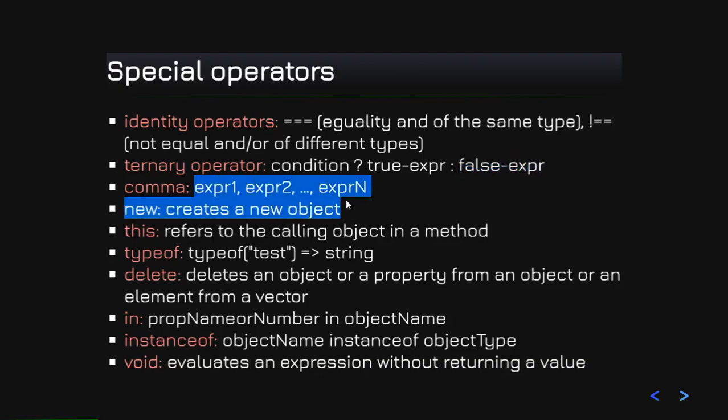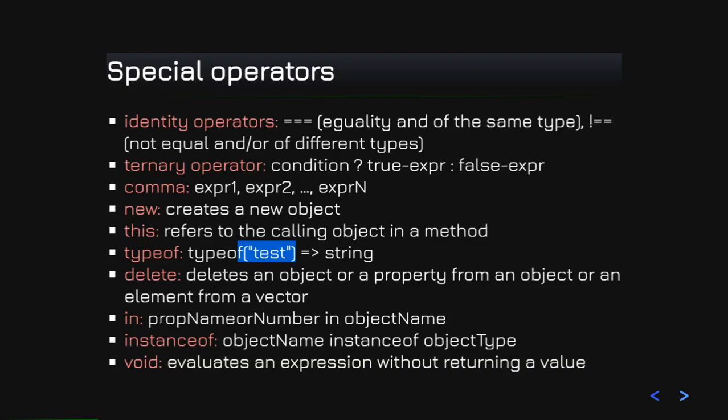We have this comma operator, which is a little bit different than what I know from other programming languages, in which all these expressions 1, 2, and n are evaluated, and the result is the result of the last expression in the sequence. We have new for creating an object, similar to other object-oriented programming languages. We have the this operator, which refers to the calling object in a method, also like in other programming languages. We have typeof, which returns the type of a variable or an entity or a constant. This one is string. We have delete for deleting an object, but also we can delete just a property of an object or an element from a vector or a method from an object. You will see later on.